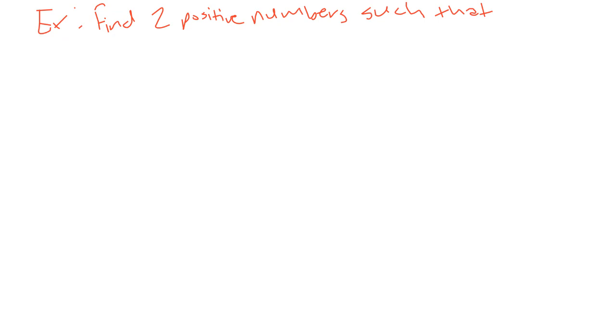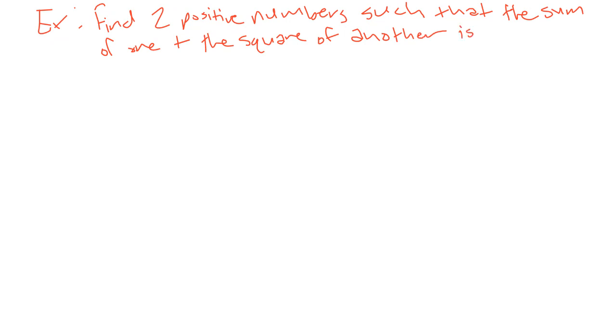So with our strategy, for this first example: find two positive numbers such that the sum of one plus the square of another equals 300, and the product is maximized.